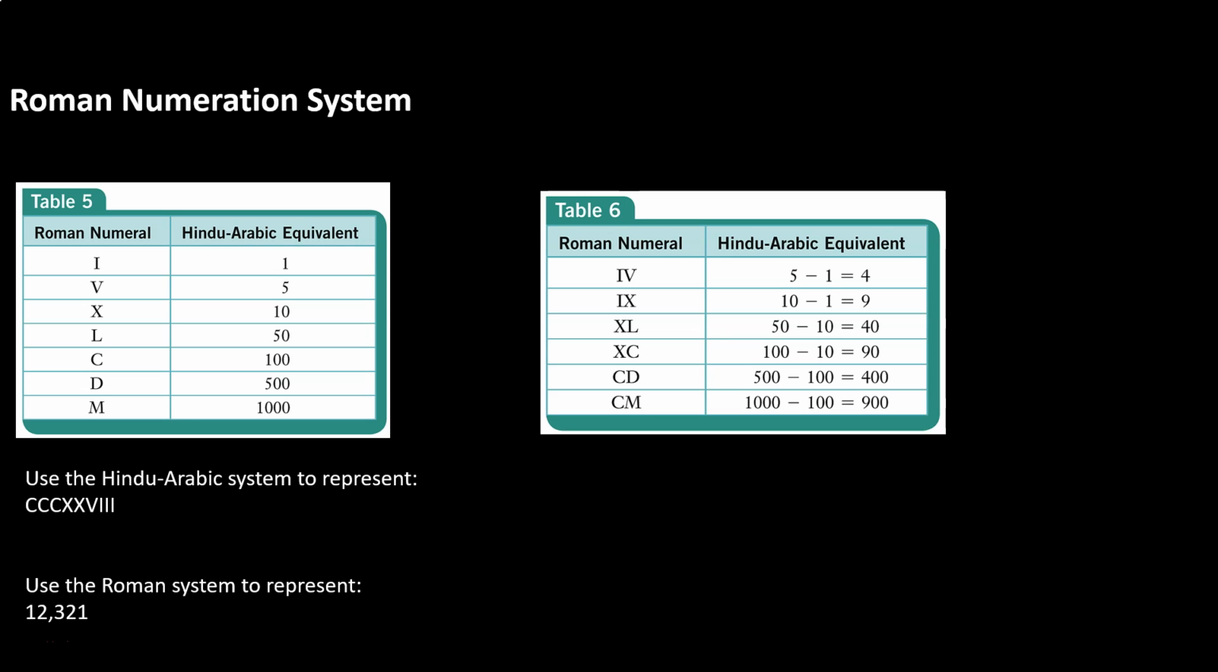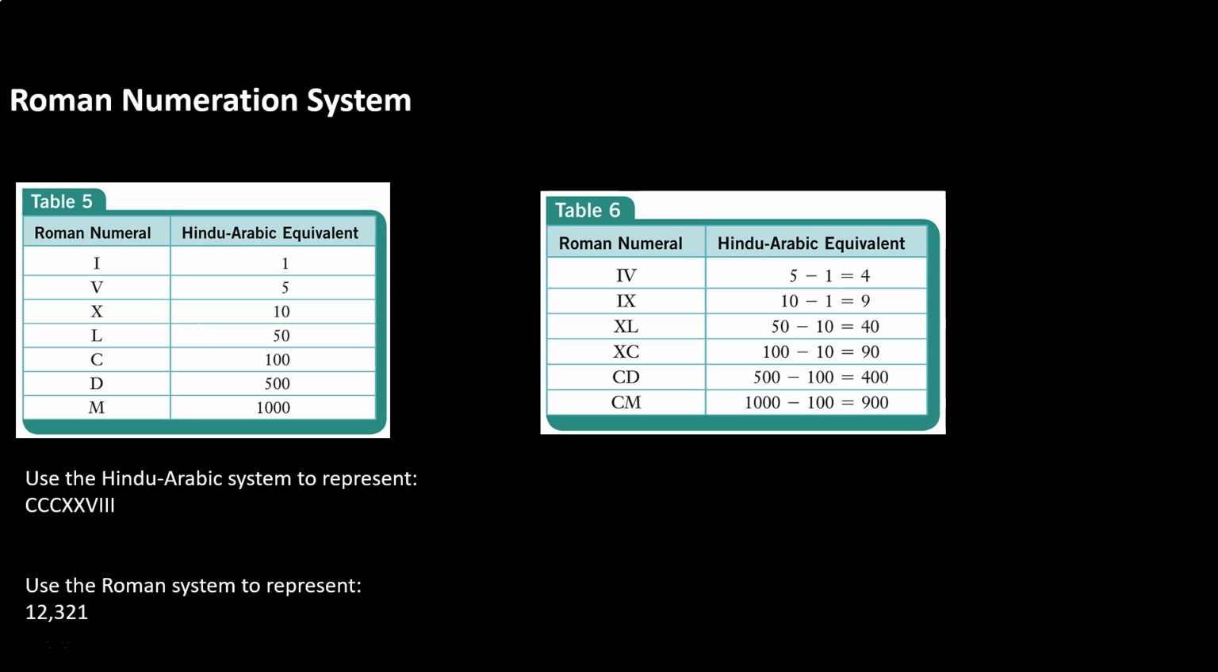Next, we'll talk about the Roman numeration system. You've probably used Roman numerals before, so I'm not going to go too deep into how to do these. Basically, it's very similar to the Egyptian numeration system, but instead of drawing pictures, you're using these Roman numerals that look like letters, like I, V, X, L, C, D, and M. And unlike the Egyptian system, these aren't perfect powers of 10. We have groups of 5s and groups of 10. 5, 10, 50, 100, 500, and then 1,000.